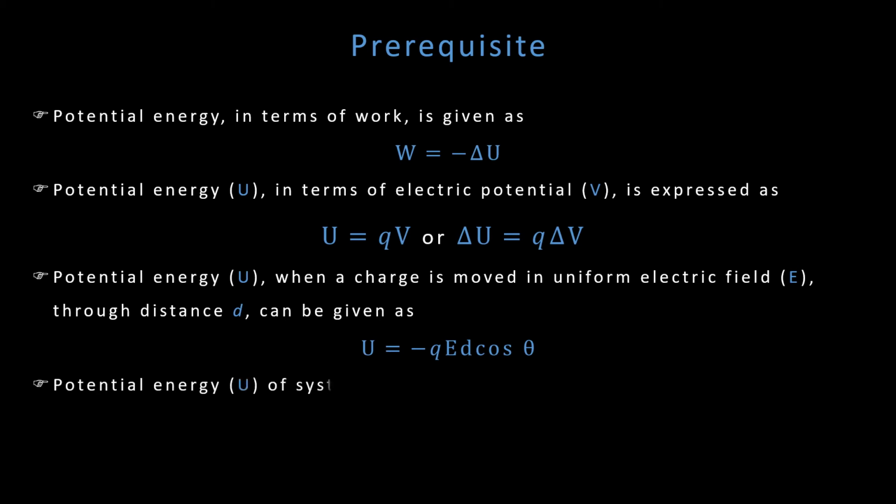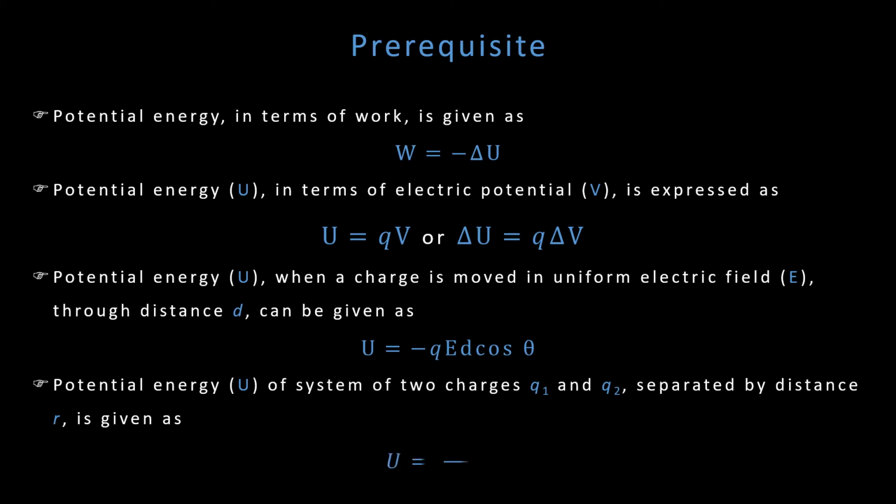And for a system of two charges q1 and q2 separated by distance r, the potential energy can be given as U is equal to k q1 q2 by r. Suppose this U is 5 joule, then it doesn't mean that q1 is possessing 5 joule or q2 is possessing 5 joule. What it means is that you need to spend 5 joule energy to place q1 and q2 at distance r. To formulate this system, that much energy we need to spend.